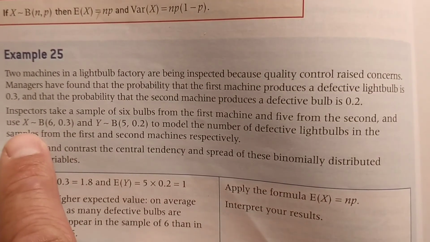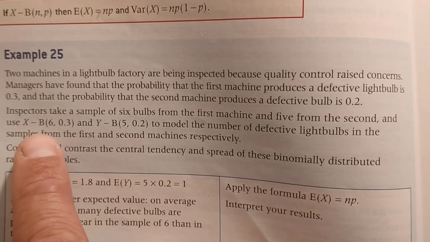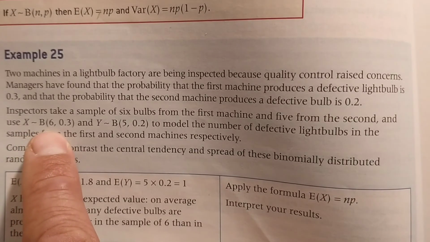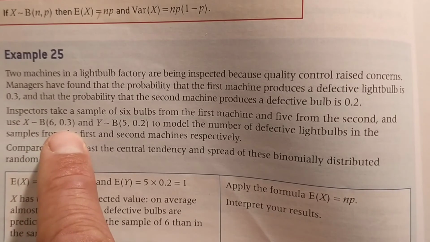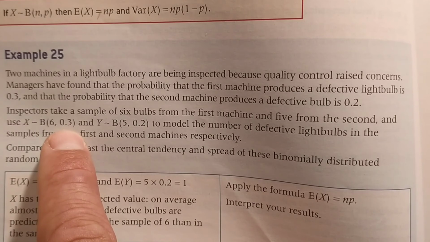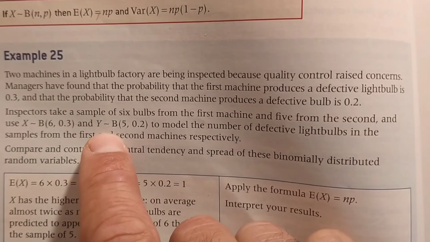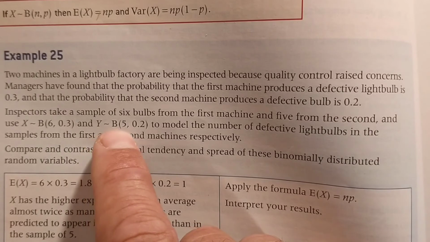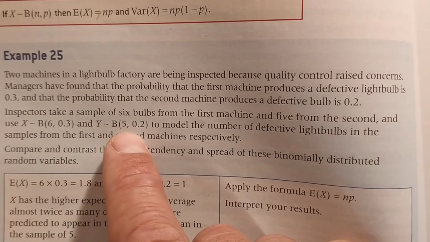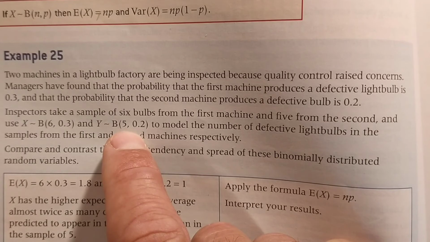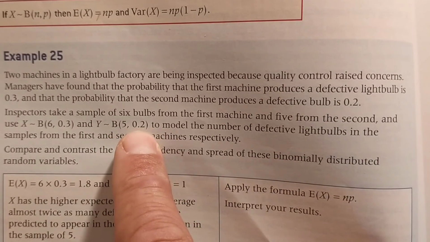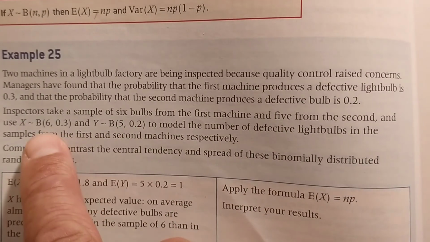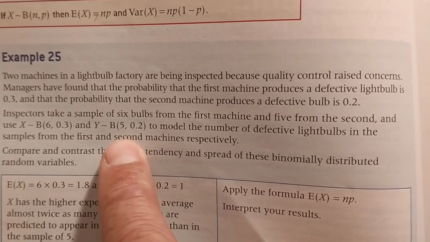So x, the random variable x, belongs to the binomial distribution. n is 6, or there are 6 trials, you could say. p is 0.3, that means the probability of being defective is 0.3. That's for the first machine. And for the second machine, we'll call that random variable y. It's a binomial distribution. How do you know? Because it's got a fixed number of trials, 5, and the probability of being defective is 0.2. So it's good to write out the parameters of each of those distributions.